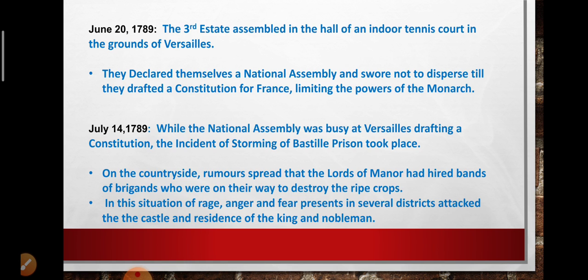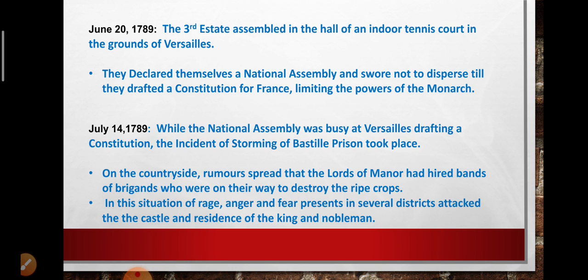Now we understand, students, why the Bastille prison was actually stormed. It was the series of events that led to so much anger among the crowds that they stormed all the government buildings and also the Bastille prison, which symbolized despotism. Okay, students? Similar rumors spread, which led to further attacks by the angry crowd on the king's residences and castles.